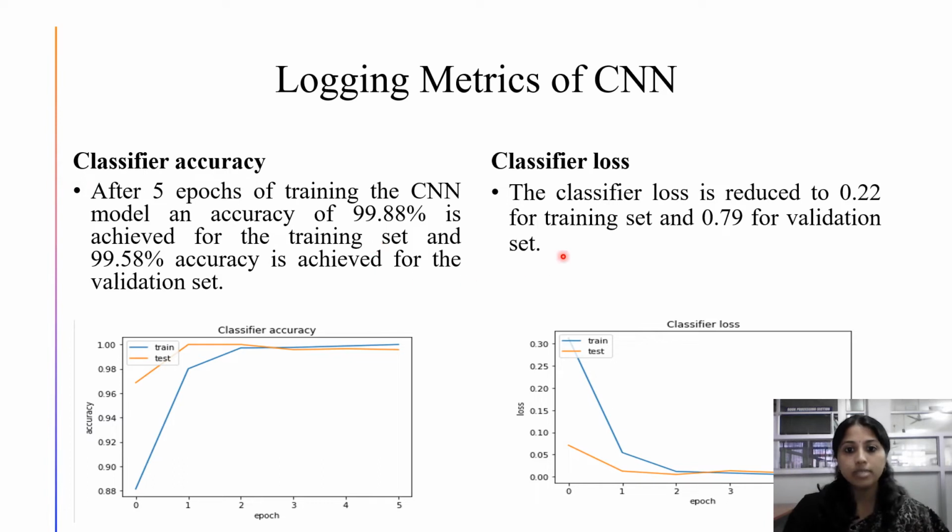These are the performance characteristics of the CNN. So initially we look at the classifier accuracy. We have obtained it for 5 epochs. We've trained the CNN module for 5 epochs and obtained an accuracy of about 99.8% for the training set and 99.5% for the validation set. We've also obtained the classifier loss as 0.22 for the training set and 0.79 for the validation set.